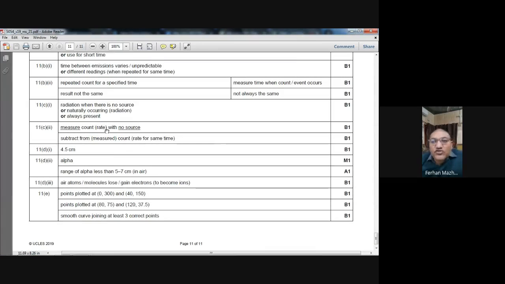Measure the count rate with no source, that's the first point, and subtract it from the count rate for the same time with the source, and from that reading subtract the background. Okay, write this answer and then we will see what you have written.